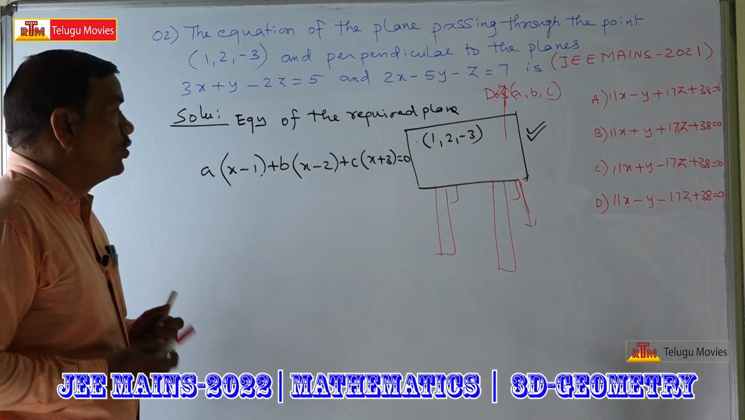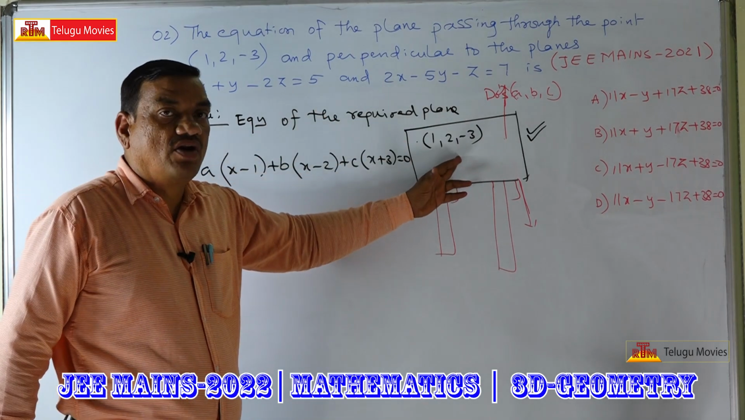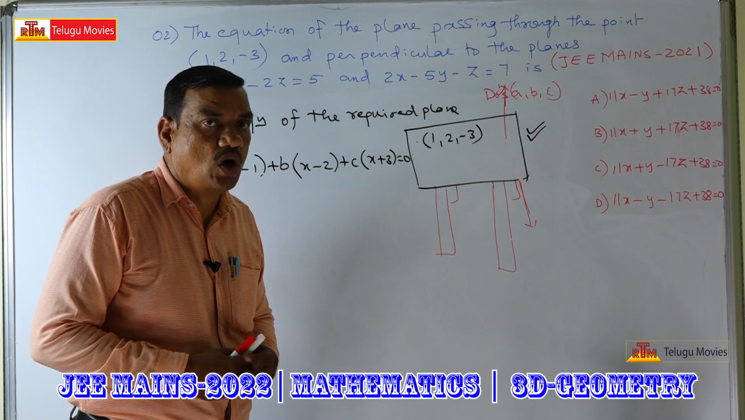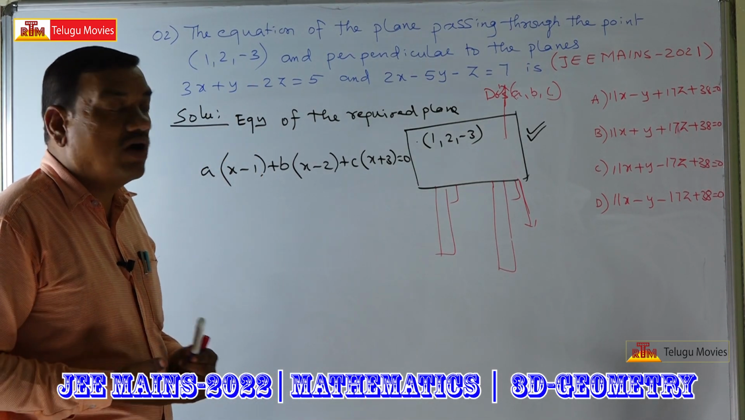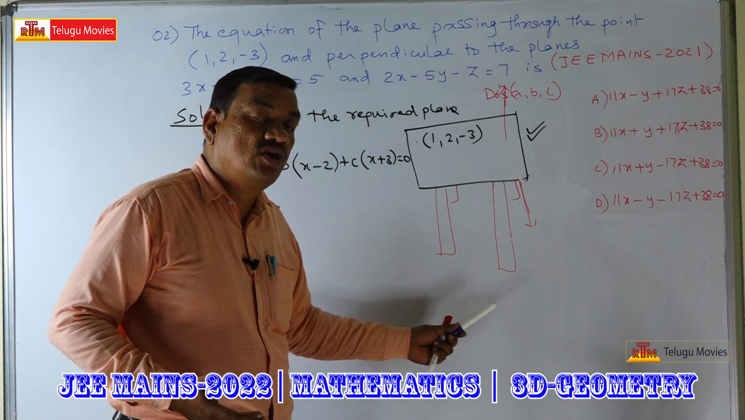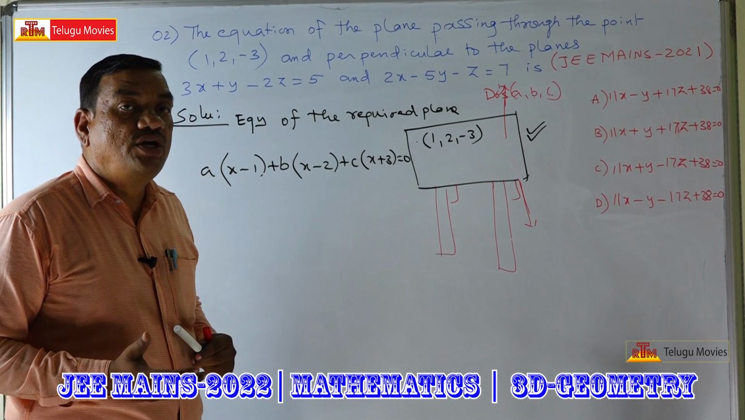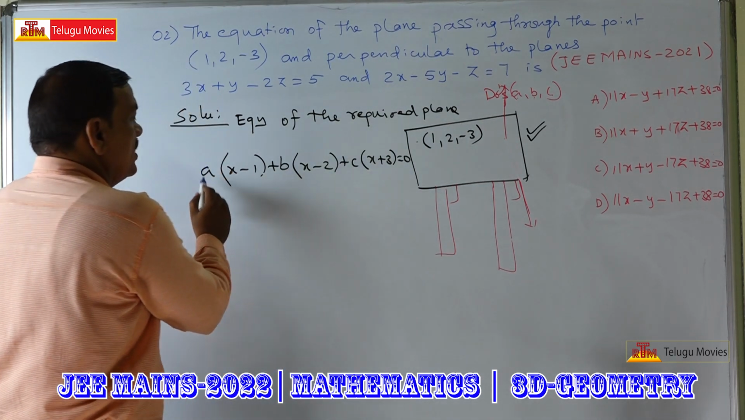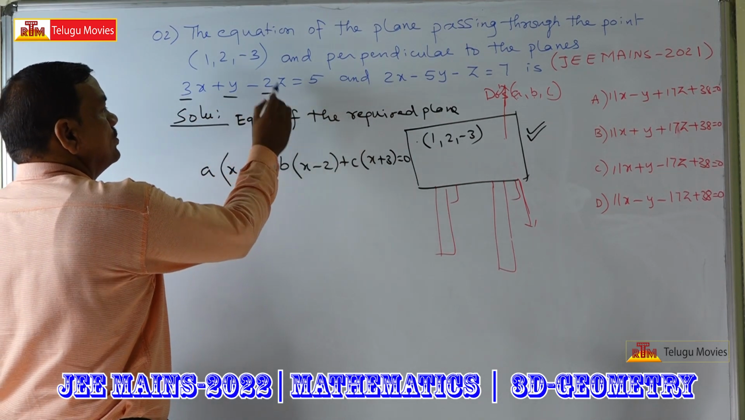If you know the values of a, b, c, the problem is completed. Now, to find that a, b, c, it is given that our required plane is perpendicular to two more planes. Two planes perpendicular means we have the condition I just told: a1 a2 plus b1 b2 plus c1 c2 is equal to 0. So this is a1 b1 c1. This is a2 b2 c2.